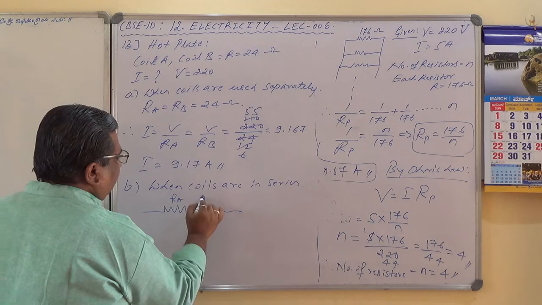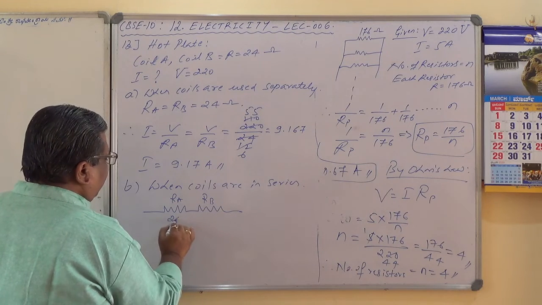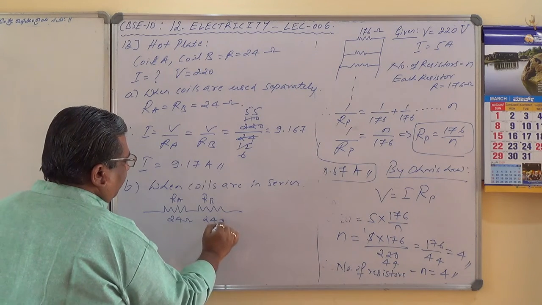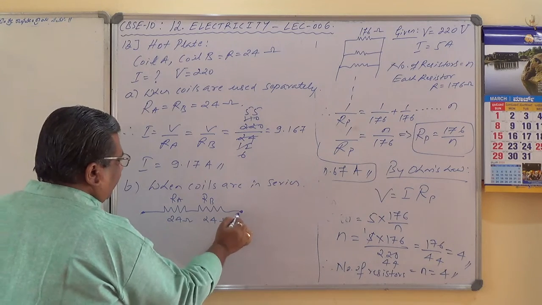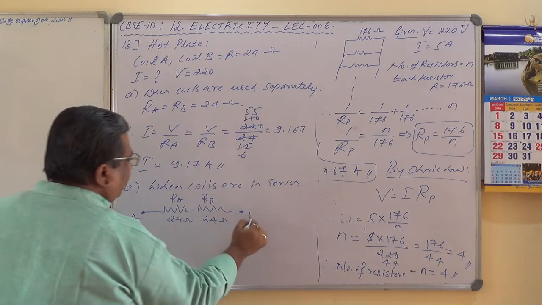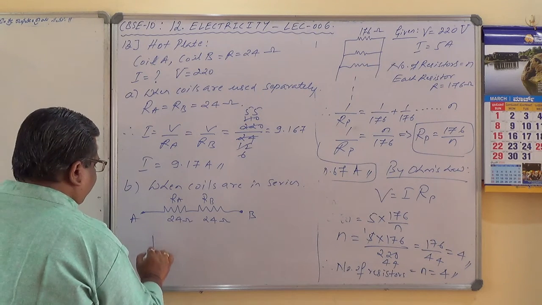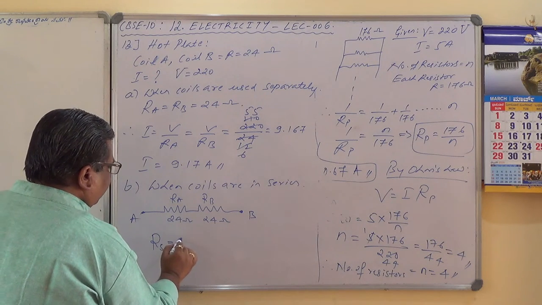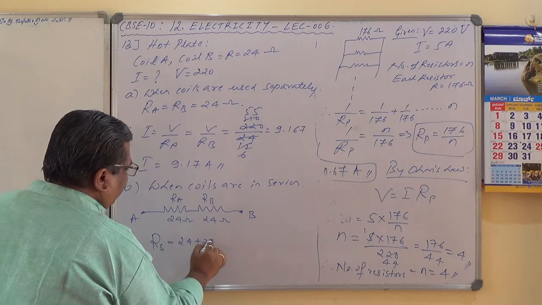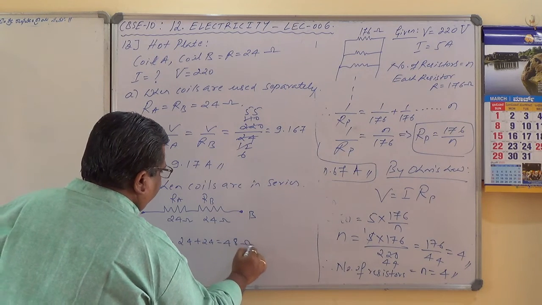This is RA and RB, 24 ohm, 24 ohm. Potential difference is applied across these two ends A and B, 220 volts. In this case, current is equal to, first RS you find out. RS equals 24 plus 24, which equals 48 ohms.